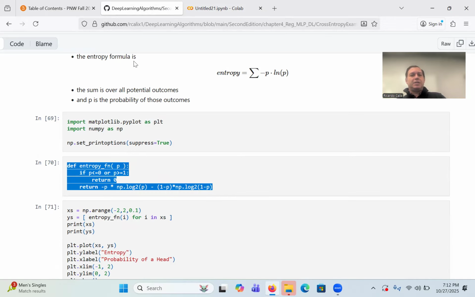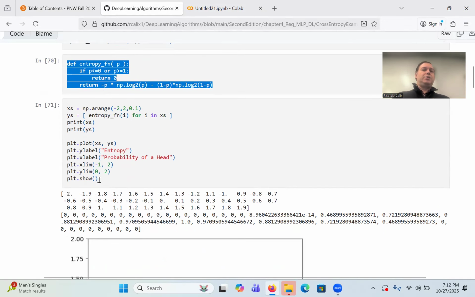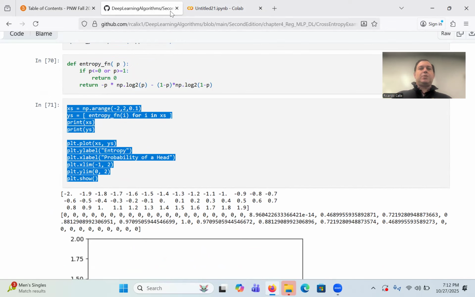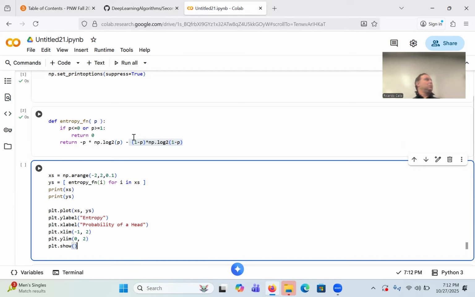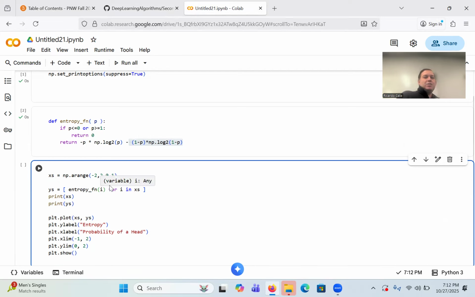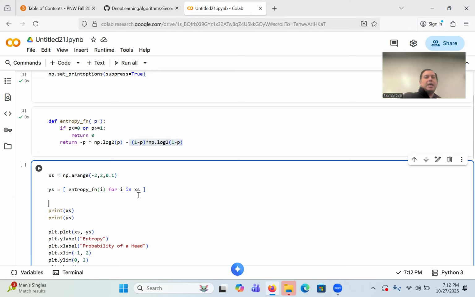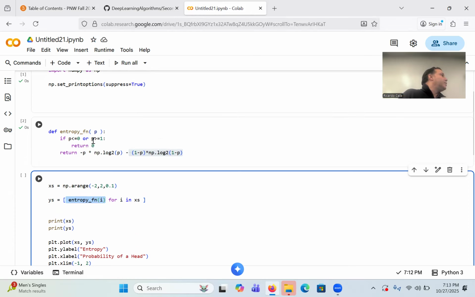So we've got our function established. Now the next thing that we might want to do is just plot the data, right? So we're going to plot the data just to get a feel for it. And I'm giving you the data. So I'm creating a range here from -2 to 2 that is separated by a step size of 0.1. And then here I'm creating a list comprehension. So for i in xs, what do I do? I plot each of those values given the function that I just created up here, entropy_fn.